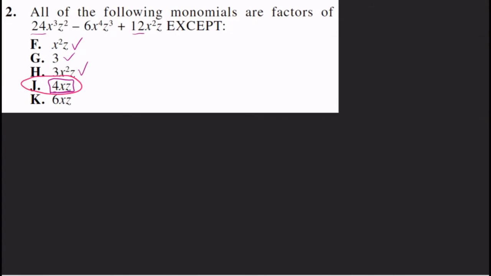Again, down here, 6 goes into 24, -6, and 12, and xz, they all have at least an xz in them, so that is also a factor. So on that one, don't make it more complicated than it needs to be. You don't actually need to factor this all the way out. Just test each answer choice.